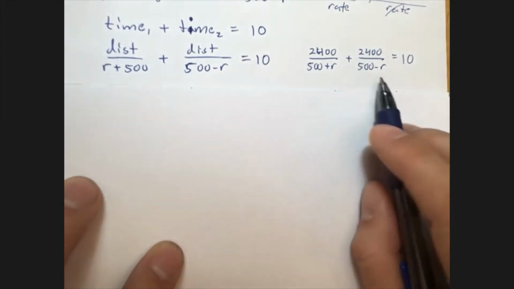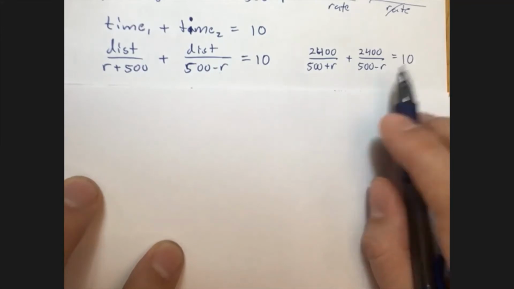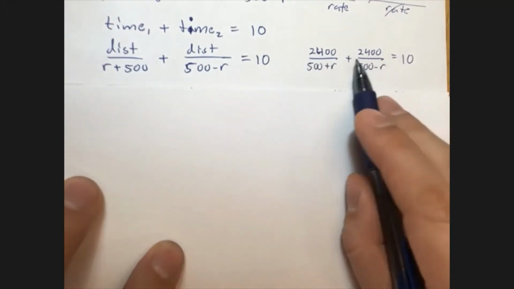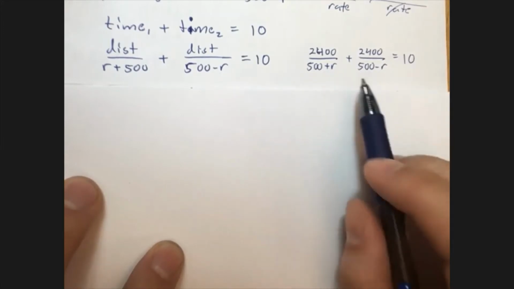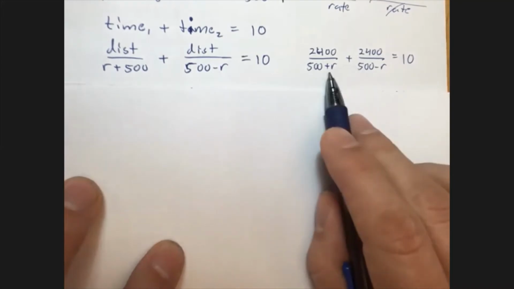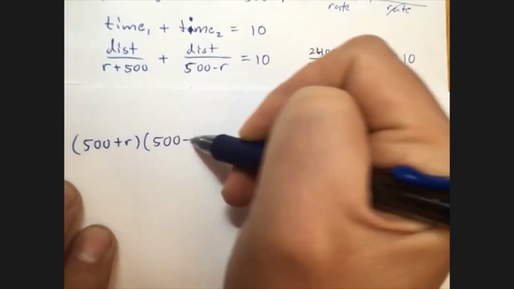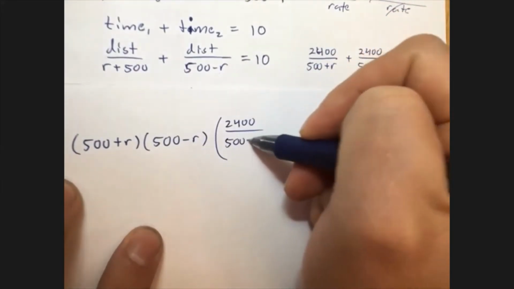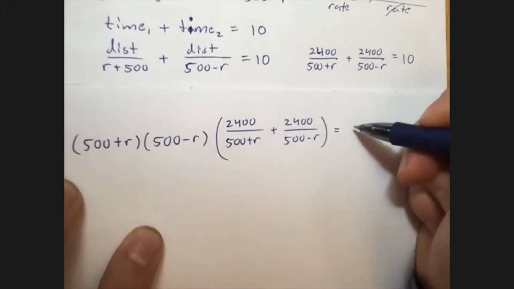All right, well, I've got some fractions here. Whenever we have fractions, what do we want to do? We want to clear those denominators out. So I want to multiply by something that will cancel this and also cancel this. Why don't we just do the product of these two things? That's the least common multiple of the two denominators. So I'm going to multiply both sides times the product of these two things: 500 plus r times 500 minus r. I'm going to multiply that times this stuff.